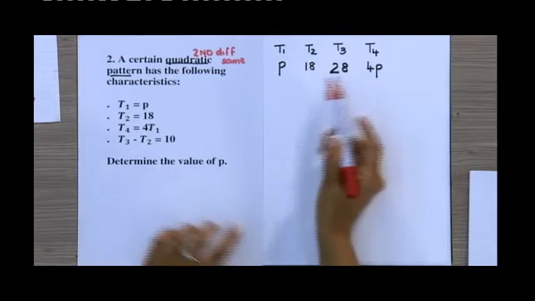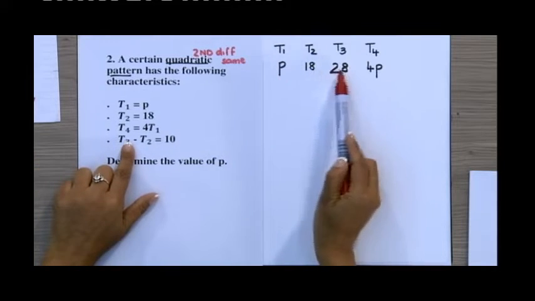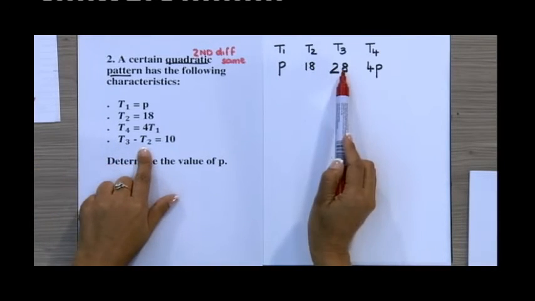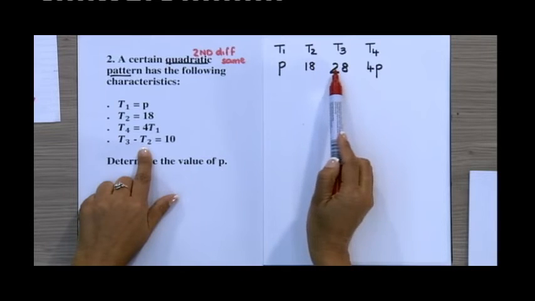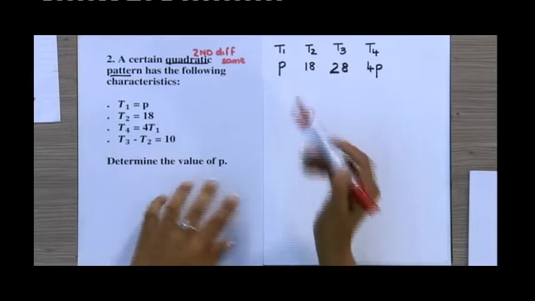This is my information. Just check if you agree with me. Term 1 is P, term 2 is 18. The difference between term 3 and term 2 is 10. I can see that clearly there. And term 4 is 4 times term 1.